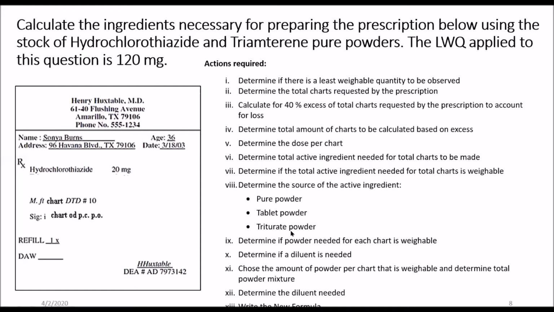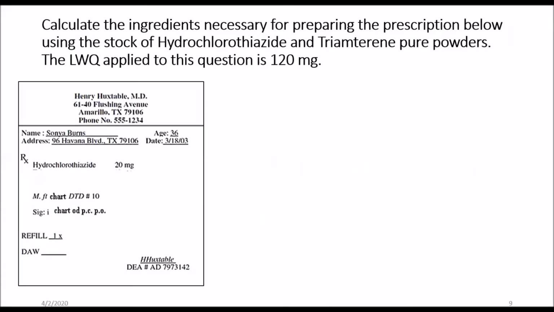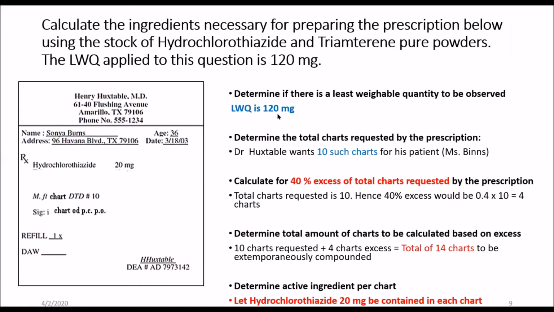Now, what are the actions that are required for us to accurately calculate all the ingredients necessary to fulfill this prescription? They're all listed here. I'm not going to read them out because we're going to look at all of these actions as we go down. First, we're going to determine what the least weighable quantity is. If you recall from metrology, we can work out the least weighable quantity by using parameters such as the sensitivity requirement and the error that is acceptable. The question did not mention anything about sensitivity requirement or the error, but it mentioned what the least weighable amount is, which is 120.